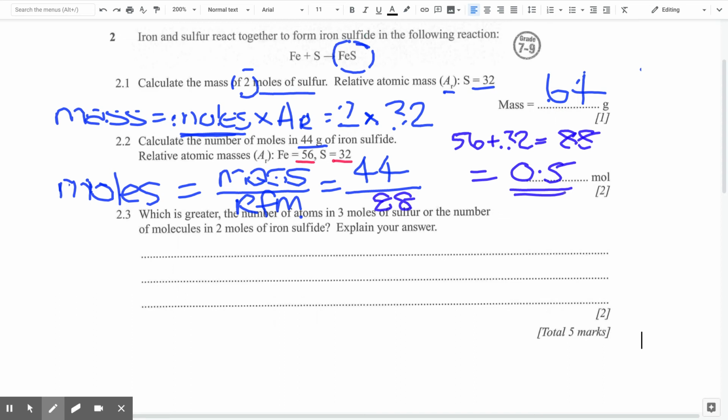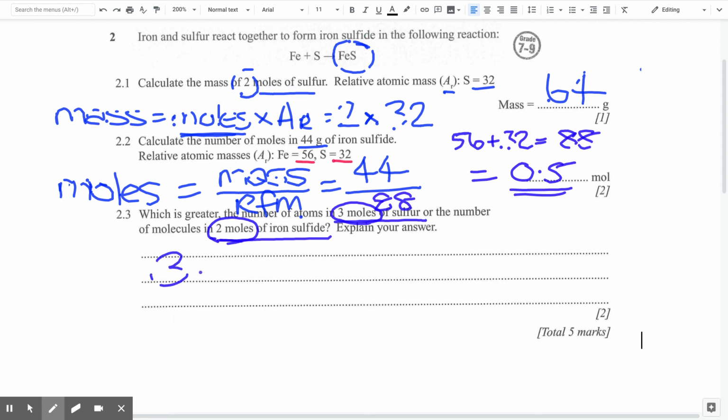So going to the final question, which is greater: this time the number of atoms in 3 moles of sulfur, or the number of molecules in 2 moles of iron sulfide. Obviously this is trying to be a little bit more tricky than it probably needs to be, but we've got 3 moles of a substance, we've got 2 moles of a substance, and the one with a greater number is the one with 3 moles.